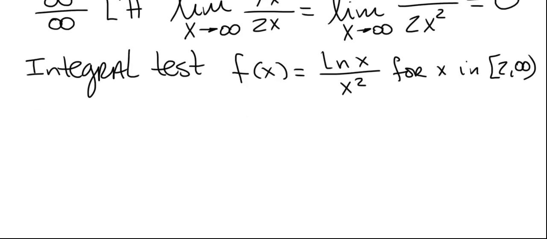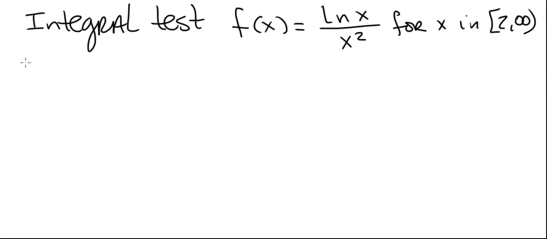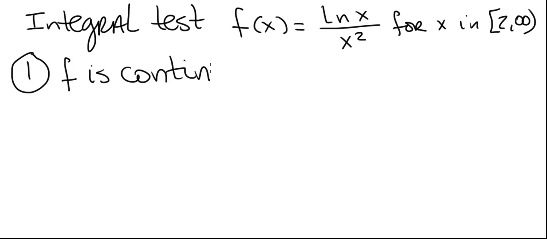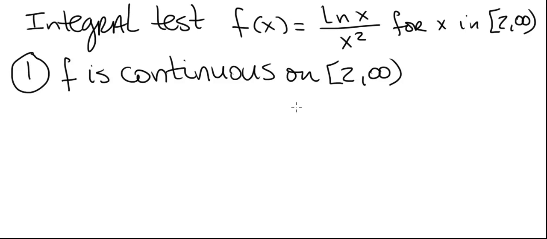Now we have to verify 4 conditions this function must satisfy before we can use the integral test. First is that f is continuous on the interval 2 to infinity. When we look at this function, it is defined for all positive values of x, and for any x greater than or equal to 2, this function is clearly continuous because the denominator is not 0 and the two parts, ln of x and x squared, are both continuous.